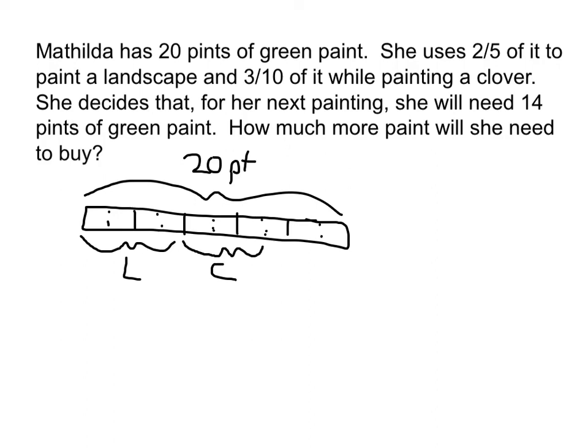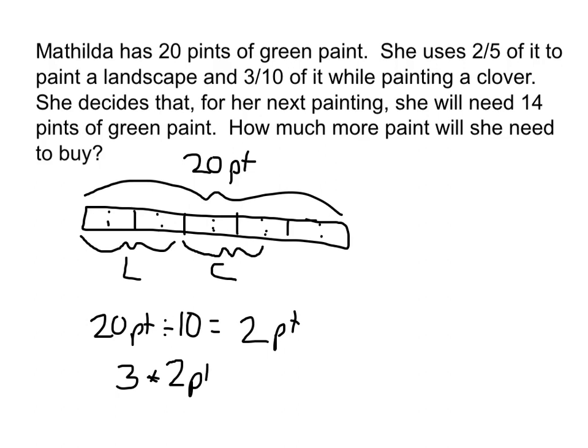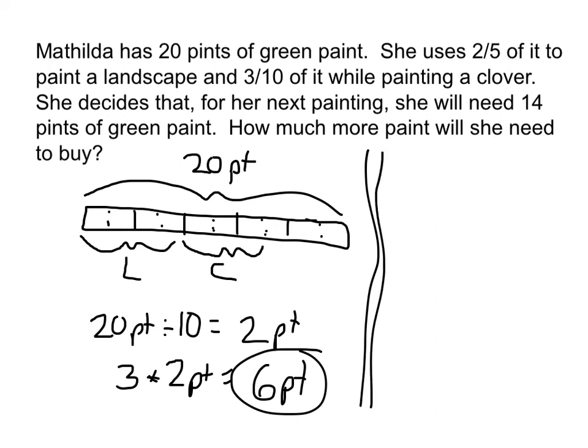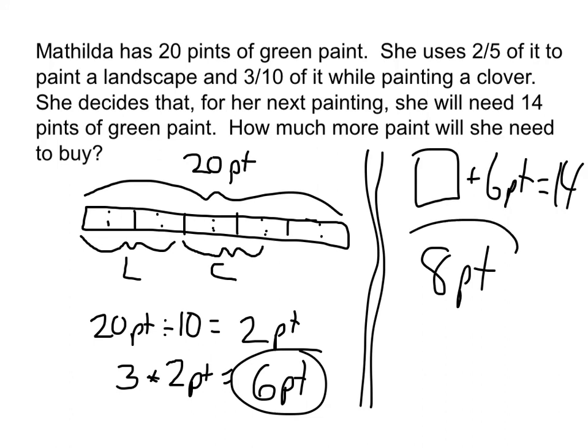So 20 pints divided into 10 equal parts is 2 pints per unit, as we said before. And we have 3 units, groups of 2 pints, equals 6 pints left over. And as we said before, she needs 14, so what plus 6 pints equals 14? Well, 8 pints is how much she needs. And that's a little more neat way to do that.